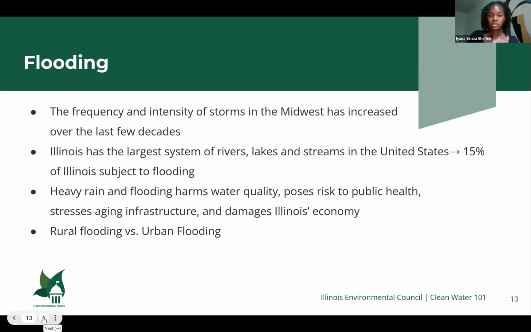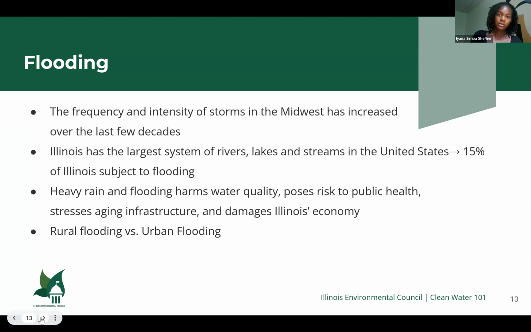A good portion of Illinois is subjected to flooding. We have a huge system of rivers, lakes, and streams in Illinois, which is great and it's a resource, but it also puts us at greater risk of flooding. And then heavier rain can harm water quality. In the example of rural flooding, this can lead to nutrient runoff. In urban settings, this can lead to combined sewer overflows. It also can lead to water backing up into people's homes, people being exposed to untreated water. And then it just puts a stress on the Illinois economy.